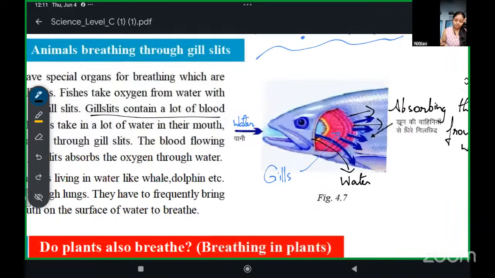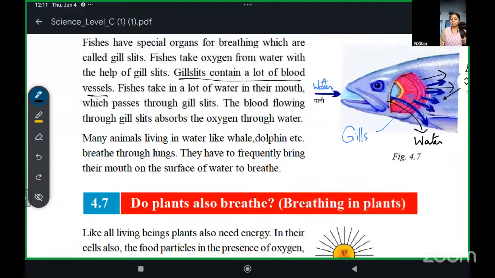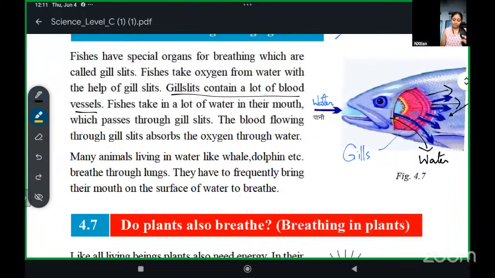Now, the blood flowing through the gill slits absorbs the oxygen from water. Many animals living in water, like whales and dolphins, breathe through lungs. How do they breathe through lungs when they are living inside water? At frequent intervals, they come to the surface.